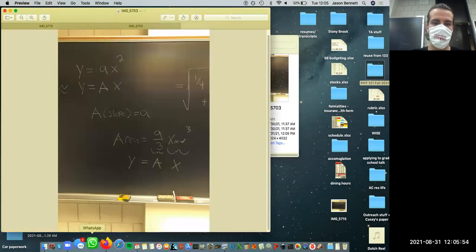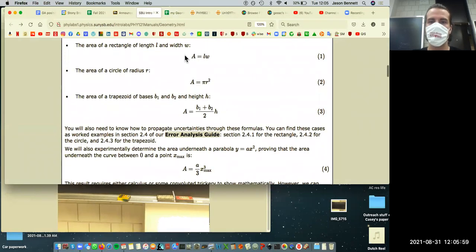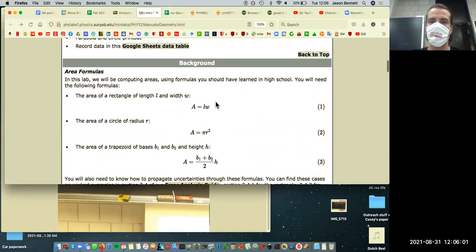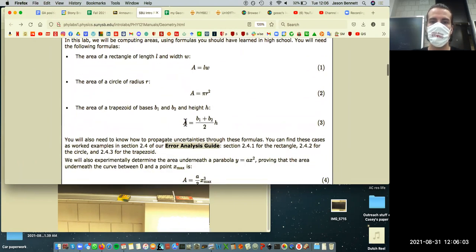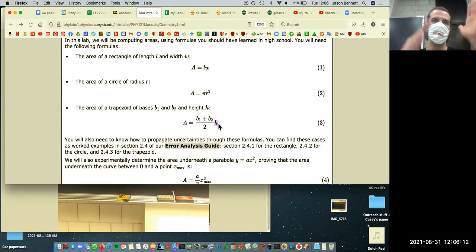So from the lab manual, we know that the area of the trapezoid, I'm not going to derive these things. We're just going to take them for granted. The area of a trapezoid is the flat bottom plus the flat top, divided by two, times the height of it. It's usually like the left or the right side. That's a 90 degree angle.